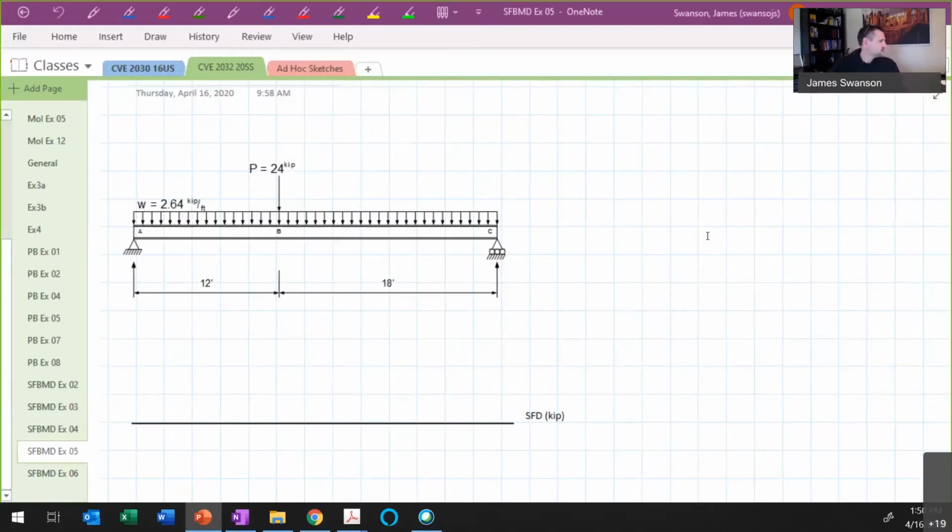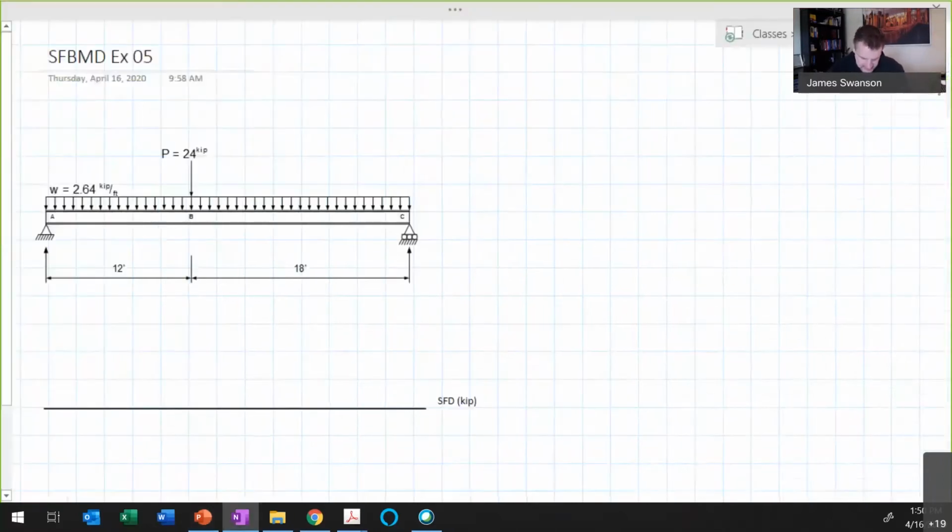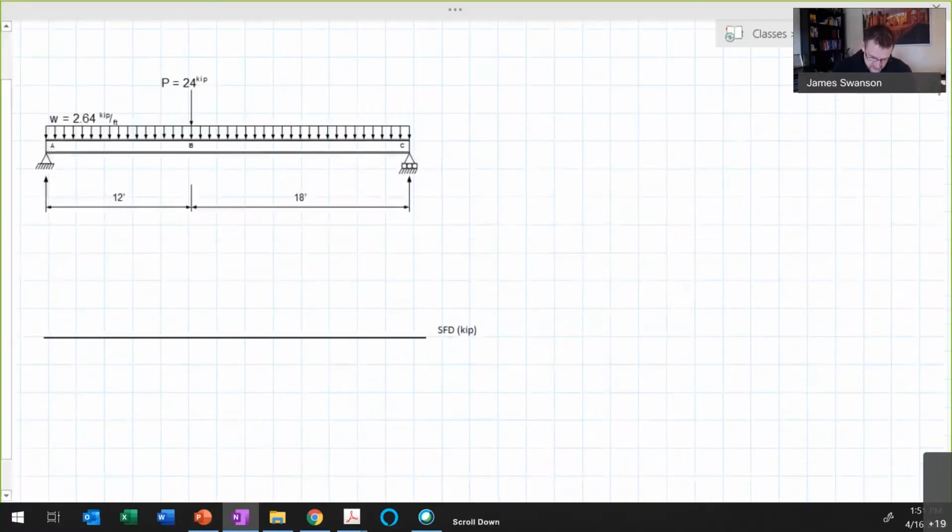Let's go ahead and look at this example problem, which is example number 5 out of that packet. Okay, so this is the same deal. It's a beam that has a concentrated load at point B, has a uniformly distributed load acting over the entire length, and it's simply supported with a simple support at the left end and a simple support at the right end. So let me go through and work out this problem.